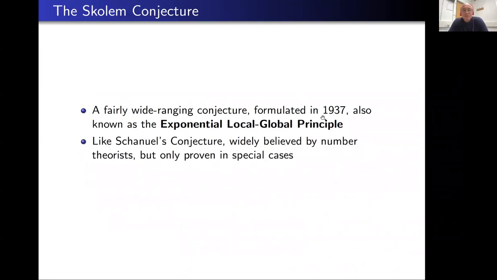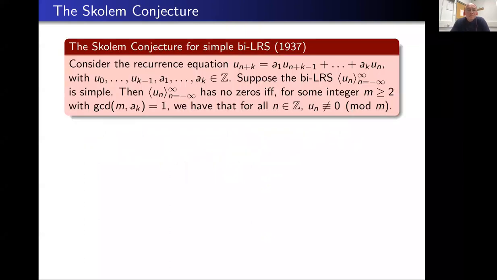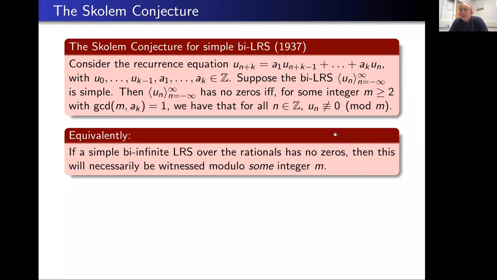There is a fairly wide-ranging conjecture formulated in 1937, which is known as the exponential local-global principle, or Skolem's conjecture. And like Schanuel's conjecture, it is widely believed by number theorists, but only proven in special cases. So what this Skolem conjecture says is: consider this recurrence relation, and suppose that this sequence is simple. There's some reason for that, and I'll give you a counterexample as to why this conjecture is false for non-simple sequences. Then the conjecture says that this sequence has no zeros if and only if for some integer m, which is coprime to a sub k, we have that u sub n is not zero mod m. So in some sense, the conjecture says that if the sequence has no zero, then there must be a modulus that notices that, that witnesses the fact that there is no zero.